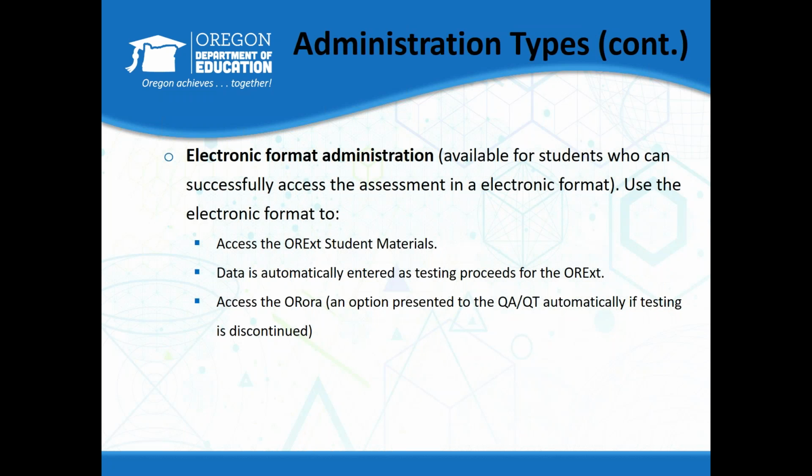As I mentioned, you have the electronic administration or format, and that's available for students who can successfully access the Oregon Extended Assessment in electronic format. In that format, they can access the Oregon Extended student materials directly. The data is automatically entered as testing proceeds, and they can access the Aurora, an option presented to the QA or QT automatically if testing is discontinued.